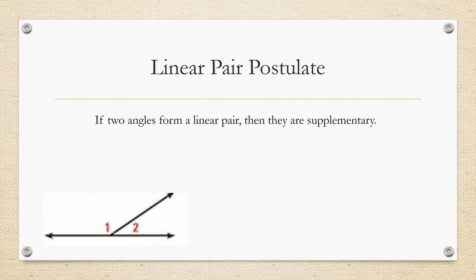So here's a picture just to clarify in case you can't remember what a linear pair looks like. Angle 1 and angle 2 form a linear pair, so angle 1 and angle 2 are supplementary. Again, if you need a moment to finish copying, please pause.